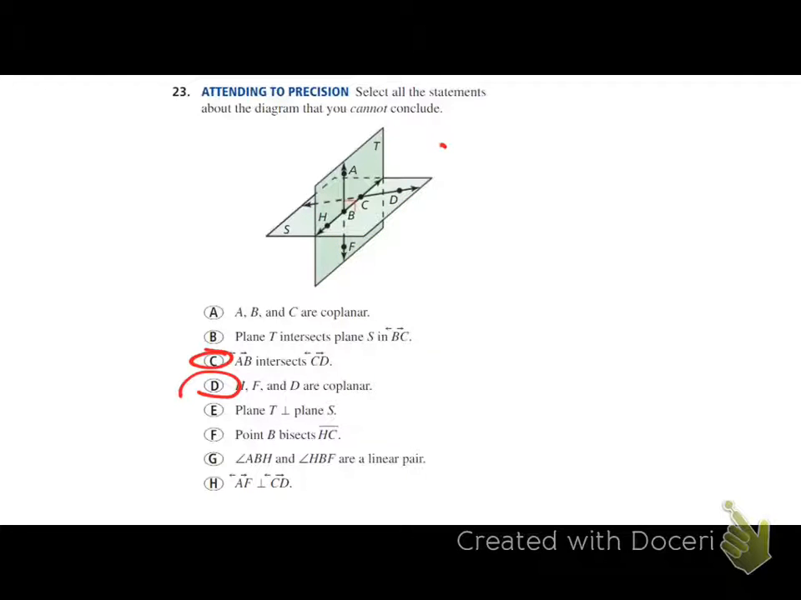The next part says plane T, and what does this symbol mean? It's perpendicular. So it's saying plane T is perpendicular to plane S. What does perpendicular mean to me?